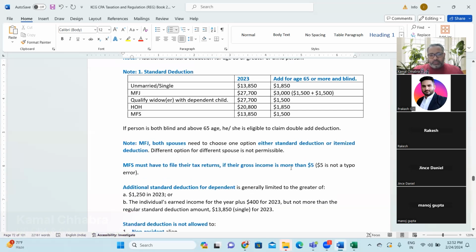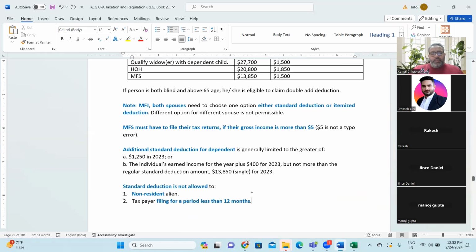Can you explain this additional standard deduction for dependent again? The additional standard deduction for dependent is 1,250, or the individual's earned income plus $400, but not more than the standard deduction amount for single, 13,850. So you get whichever is greater. If you assume that an individual has earned income of 13,850 and is opting for the standard deduction, then in addition he can also choose 1,250 because it is greater than $400.